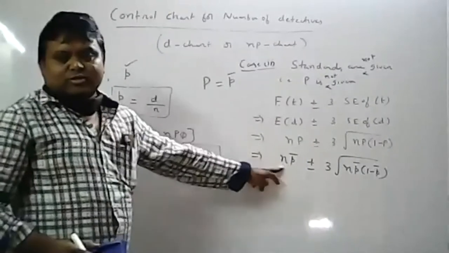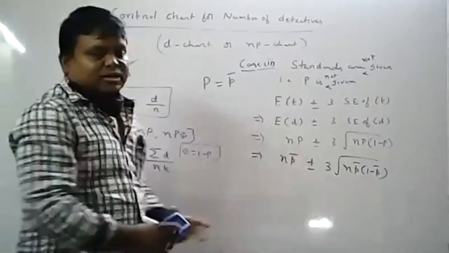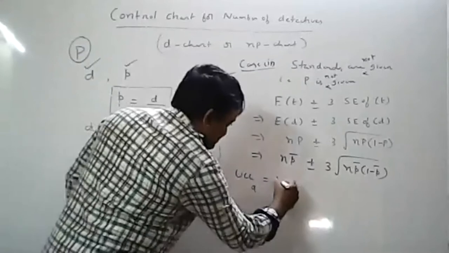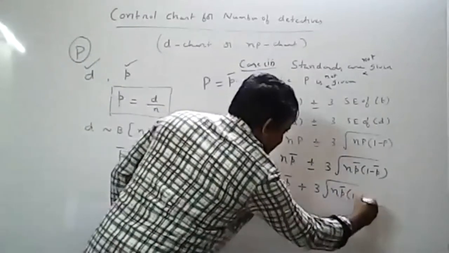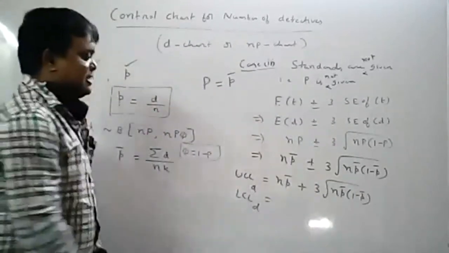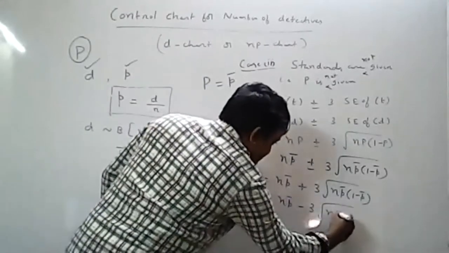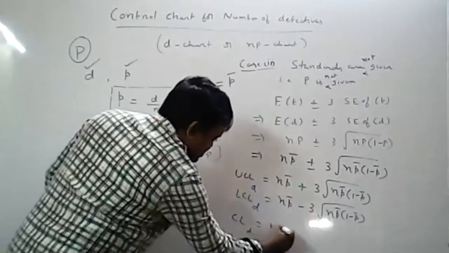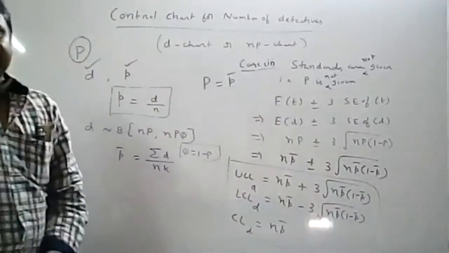These are the control limit formulas. Plus will take UCL, minus will take LCL, and CL is the first part value. So therefore UCL D equal to, it will take plus sign. NP bar plus 3 into root over NP bar into 1 minus P bar. And next it will take minus sign, LCL will take. So LCL equal to NP bar minus 3 into root over N small P bar into 1 minus small P bar. And last one, CL D equal to N small P bar. So these are the formulas you have to use when standards are not given in D chart.